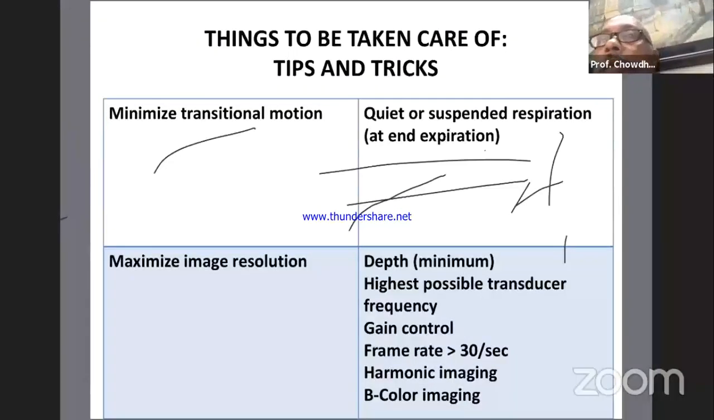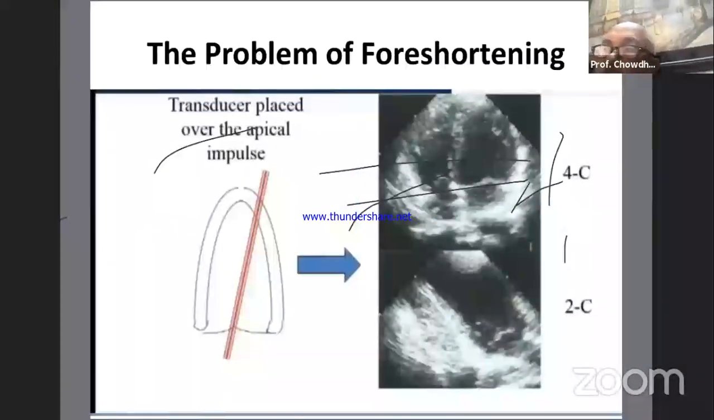To minimize the translational motion, we can at times ask the patient to hold his respiration at the end of expiration, or we can also ask him to have quiet respiration. To adjust the imaging, I already have mentioned that there should be minimum depth. Only a part of the left atrium should be visualized. And as I already have mentioned, the highest possible transducer frequency and the frame rate should be more than 30.